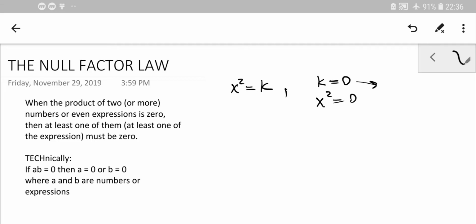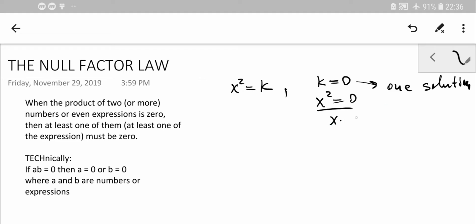if someone didn't watch that, just go back and start watching that, and also try to do revision to better understand what we're doing here. So in this case k is 0, x squared is 0, and we should have one solution. But technically, what does it mean if x squared equals 0?